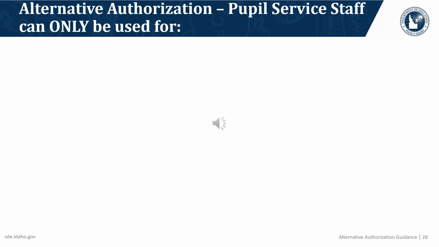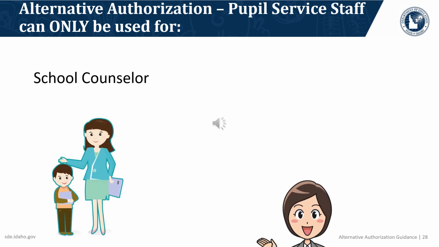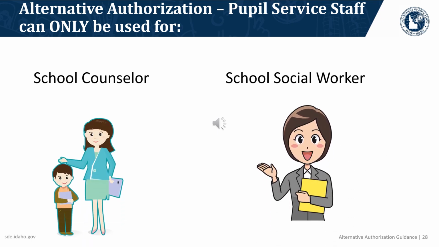What endorsements can be used for the Alternative Authorization Pupil Service Staff application? School counselor and school social worker. To align with Idaho Code, those receiving the school social worker endorsement will also receive the school counselor basic. However, school counselor will not receive the school social worker endorsement.